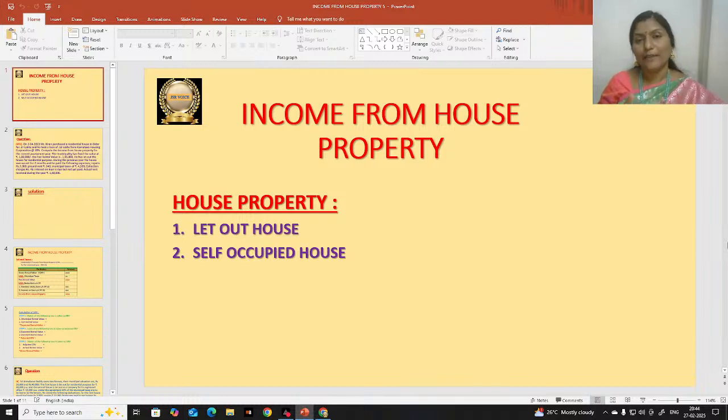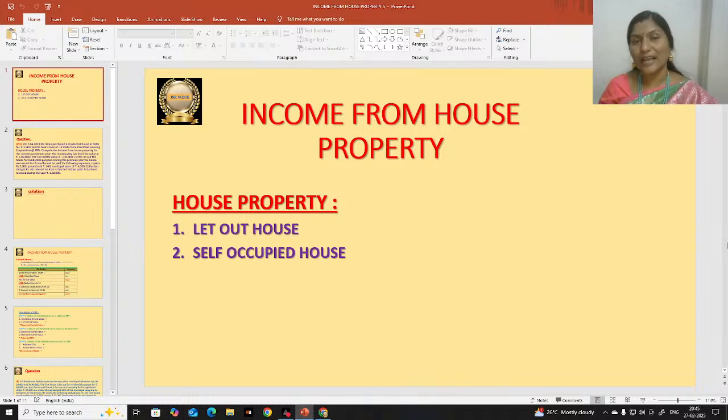Every assessee may have 5 heads of income. One is income from salary, the other one is income from house property, and the third one is income from capital gains. The fourth one is income from business or profession, and the fifth one is income from other sources. These are the 5 heads of income one assessee may have. Here we are going to learn about income from house property.